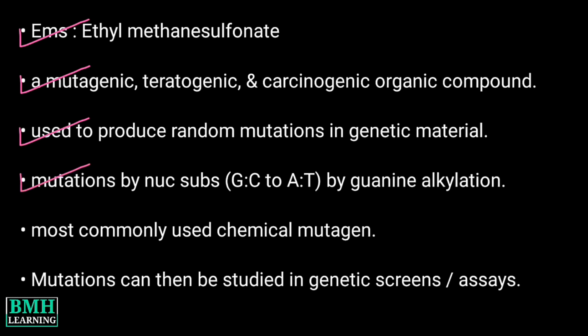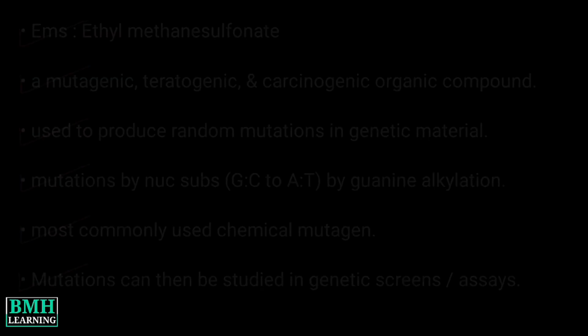And the mutations are basically generated by nucleotide substitution, specifically through GC to AT transitions. And these GC to AT transitions are induced by guanine alkylation. Ethyl methane sulfonate typically generates only point mutations. Due to its potency and well understood mutational spectrum, EMS is the most commonly used chemical mutagen in experimental genetics. Mutations induced by EMS treatment can then be studied in genetic screens or other assays used in molecular biology.